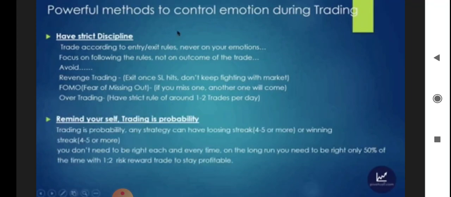Remind yourself, trading is a probability. Any strategy can have a losing streak or a winning streak. So don't get depressed when you are going through a losing streak. Don't get excited when you are going through a winning streak, because it's a probability. You may go through both. You don't need to be right each and every time. In the long run, you need to be right only 50% of the time to stay profitable, right? If you take 100 trades over the long run, you should be comfortable even if 50 trades hit stop loss, because a 50% win rate is also enough to become a profitable trader, provided you follow risk reward.